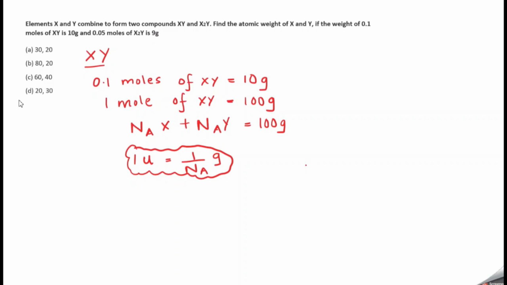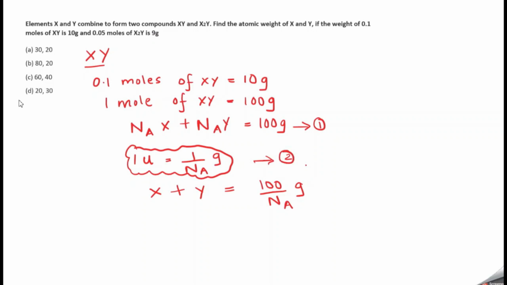Okay. Now I am dividing the whole equation by Na. So if I am dividing the whole equation by Na, this will become X plus Y is equal to 100 by Na grams, correct? And we know from equation 2, 1 U is equal to 1 by Na grams, correct?